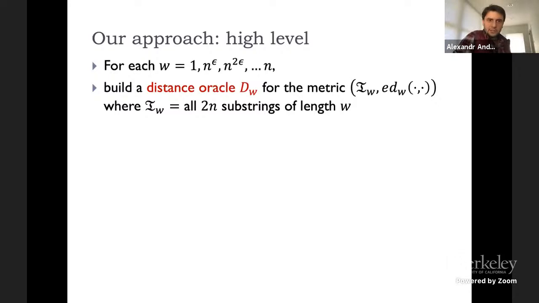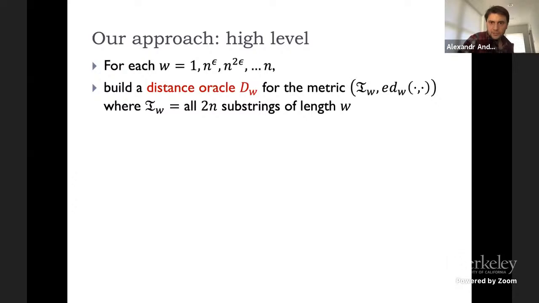More formally, this is the high-level loop of the algorithm. We iterate over lengths W, which are 1, which is just characters, then length n to epsilon, and n to 2 epsilon, up to n. Note that this is a constant number of iterations. For each of them, we build a distance oracle. It's a data structure, which we call D_W.